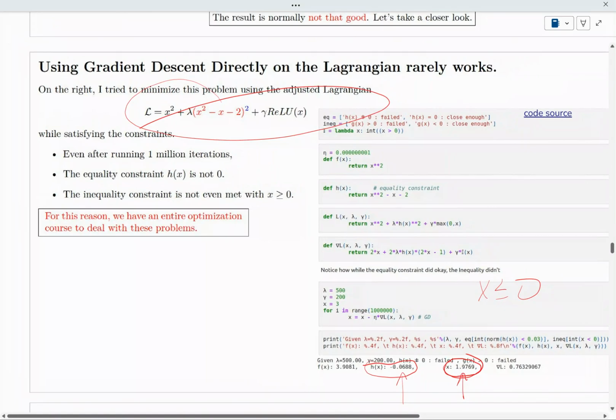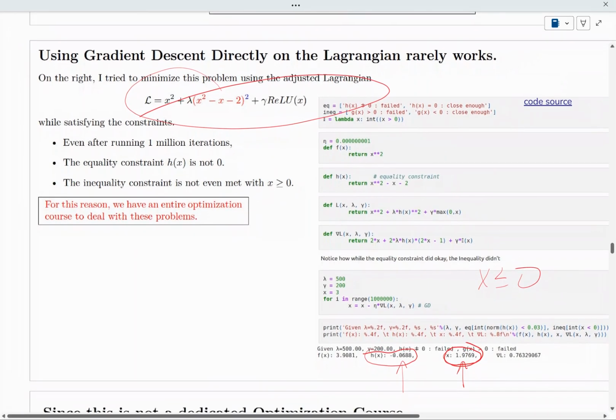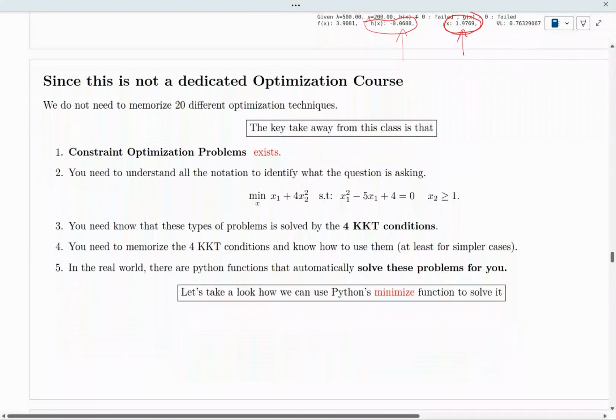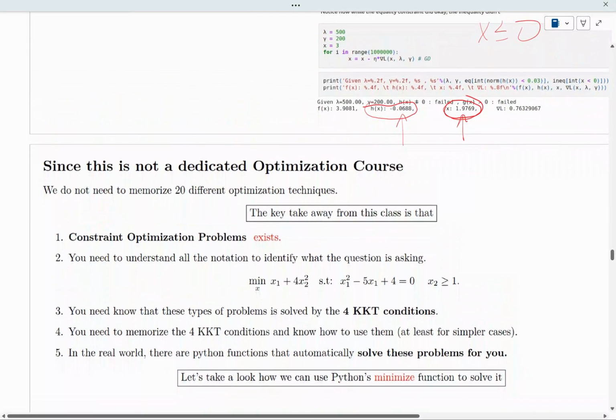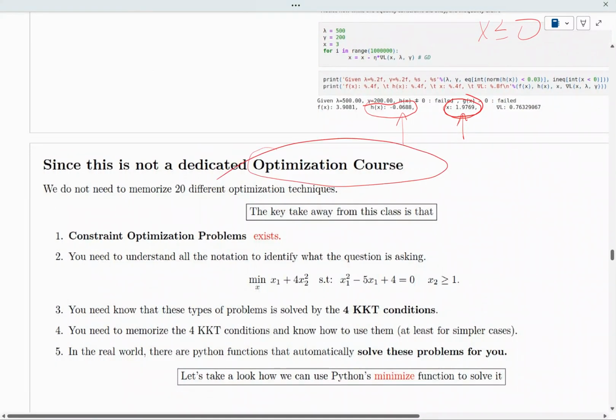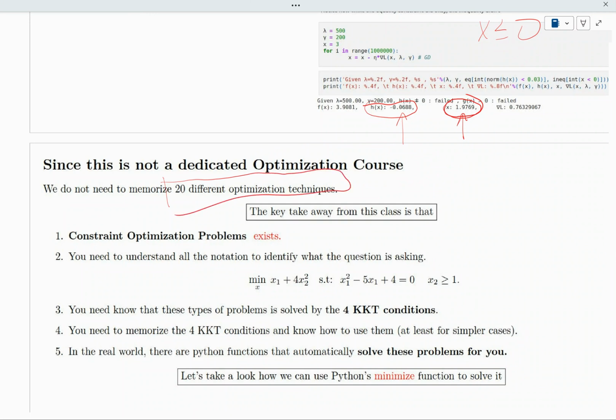All right, so when you have a constraint optimization, you want to try to find a closed form solution, and if you can't find it, then you really have to do a lot of engineering to massage the solutions. So this is why there's an entire course essentially dedicated to constraint optimization problems, right? Normally, you will need to learn like 20 different optimization techniques for different situations.